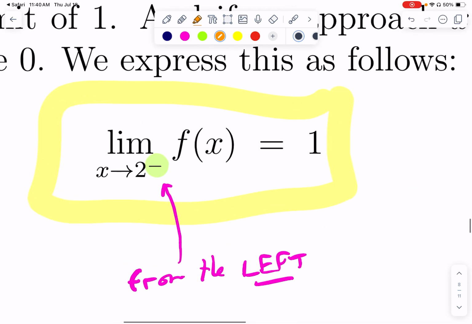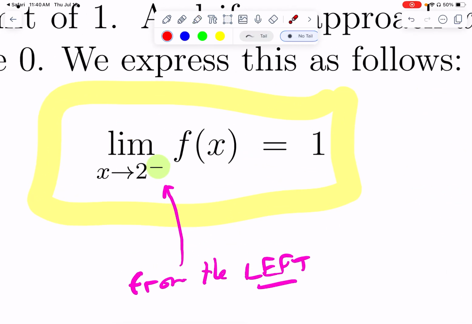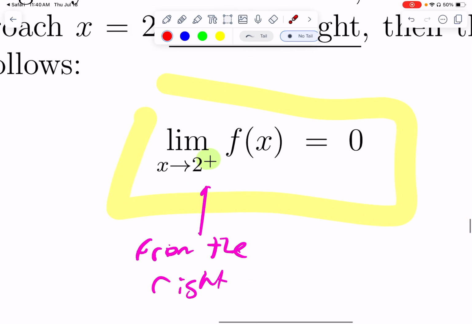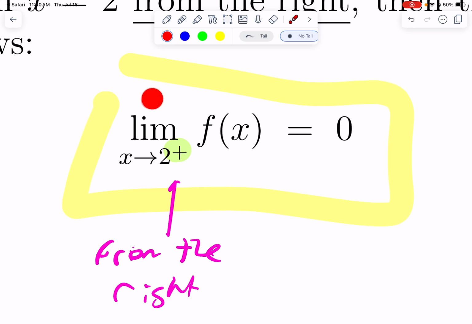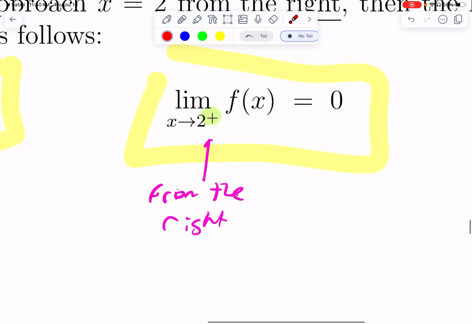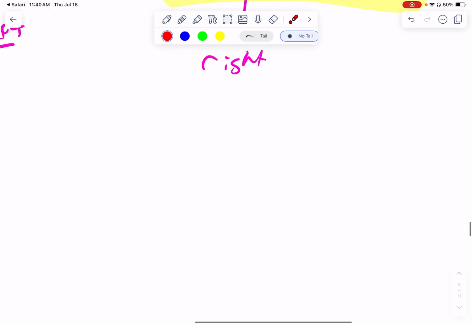So this one here, if I were saying this out loud, I would say the limit as x approaches 2 from the left of f of x is equal to 1. Again, the limit as x approaches 2 from the left of f of x is equal to 1. Over here, and I'll do it in a slightly different order, the limit of f of x as x approaches 2 from the right equals 0. Some people will say from the negative side or from the positive side. That's okay, right? But use the word from when you actually say it out loud.